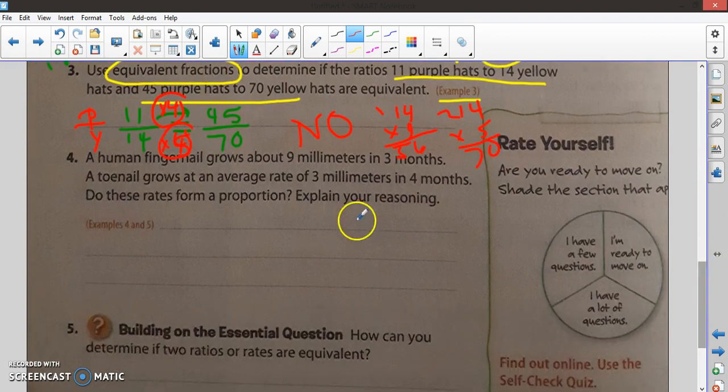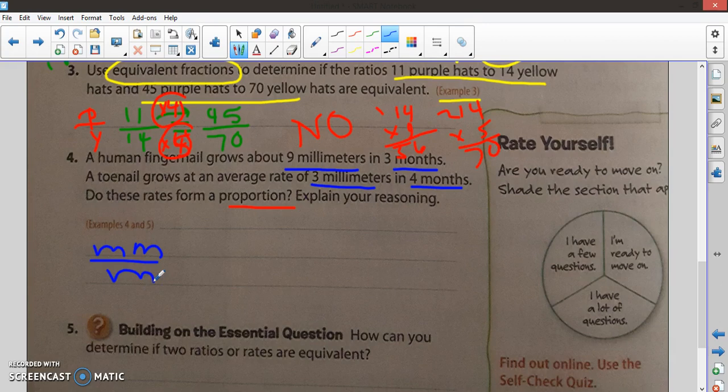Okay, try number 4. Again, you're going to use a proportion, equal ratios. So pause it and try it. Okay, so you should have tried it by now, so let's check your answer. We're comparing millimeters to months. So our first one is 9 to 3. Is it equal to 3 to 4?